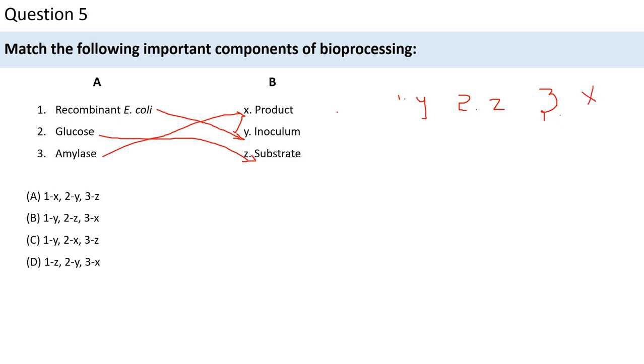So Y is at X. So where is the right answer? Is there any Y is at X? No. So the right answer is B, that is Y is at an X. Recombinant E. coli is an inoculum. Glucose is being used as a substrate, and amylase is being used as the product.